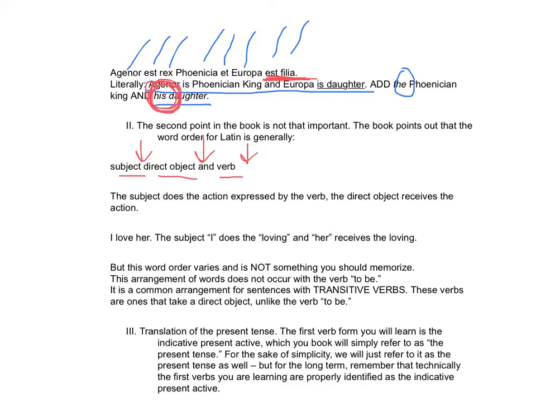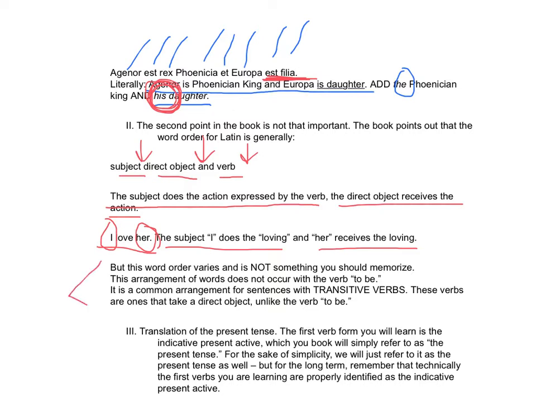The subject does the action, just so we understand what that terminology means. The subject does the action expressed by the verb, and the direct object receives the action. Those are both terms that I've used in the last podcast, but just to remind you, the subject does the action when you're using an active verb, and the direct object receives the action. For example, I love her. In that sentence, I is the subject, so I is doing the loving, and her is the direct object, so her is the person in that sentence that is receiving the loving. The subject does the action, the direct object her receives the action.